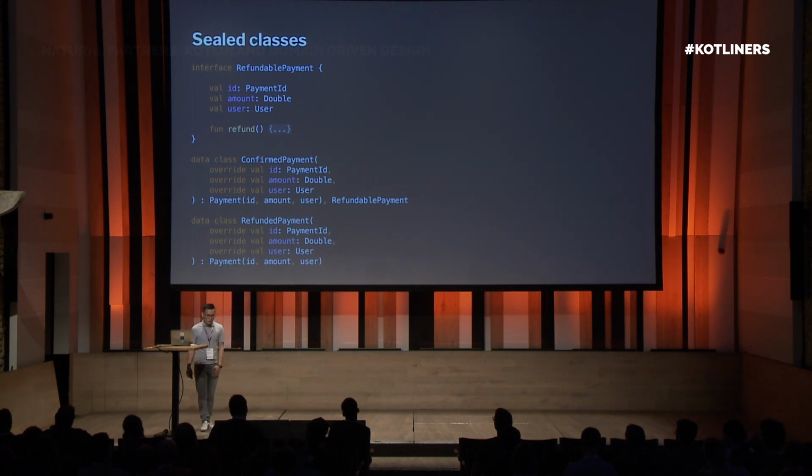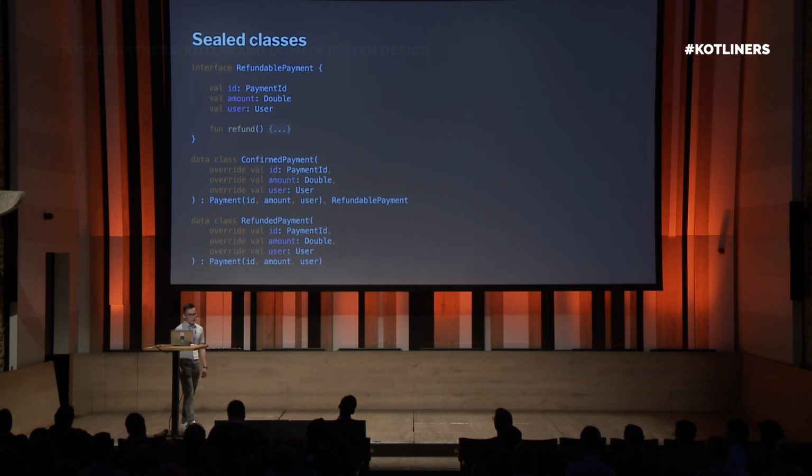And then what we do is pretty simple again. You just extend the confirmed payment class from the refundable payment, and with this functionality, anytime you load the confirmed payment class, you will be able to refund it, but only the confirmed payment class. It won't be available for rejected because we don't extend it from there.